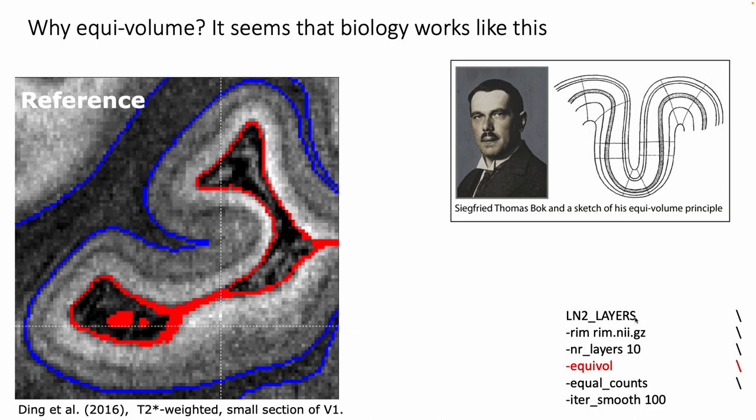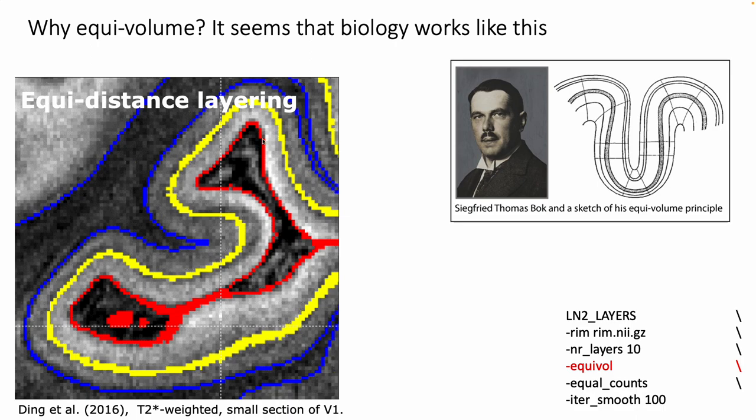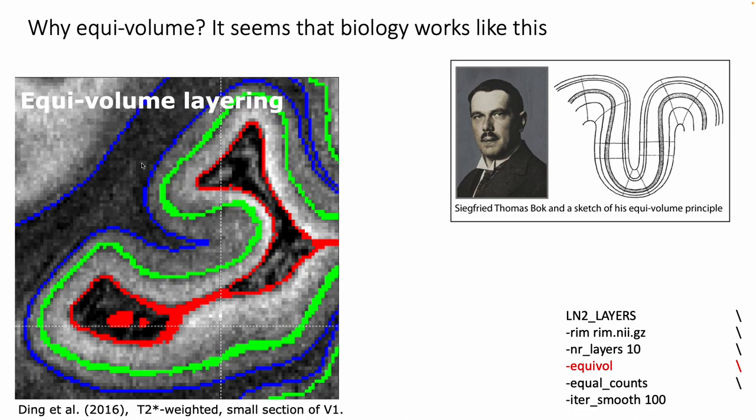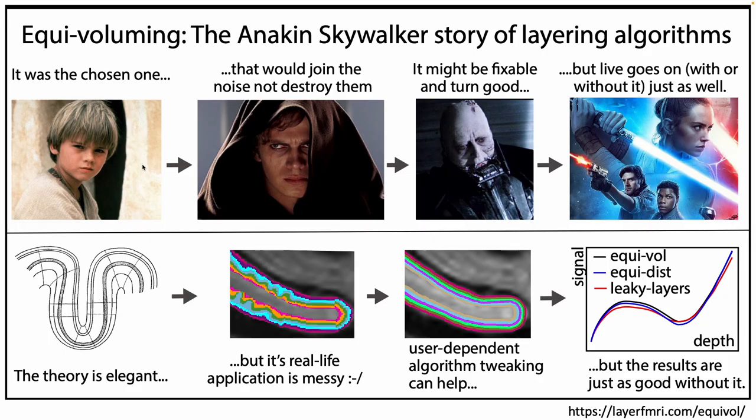as opposed to the bottom of a sulcus. And you can see this here for equidistance layers. When you just divide the Euclidean distance in 3D space in half, we see that it matches when the cortex is straight, but there's this curvature bias where sometimes we are not really capturing this dark line. Whereas when you do the equivoluming, then it fits better, especially visible at these very, very high spatial resolutions. In practice, I would like to explain it with a metaphor: Star Wars, where we have the chosen one that actually turned bad. It was fixable and turned good, but at the end, it doesn't matter, right?